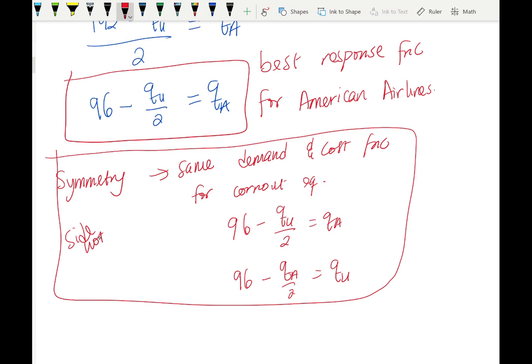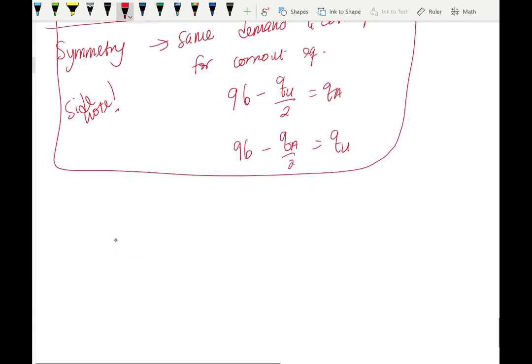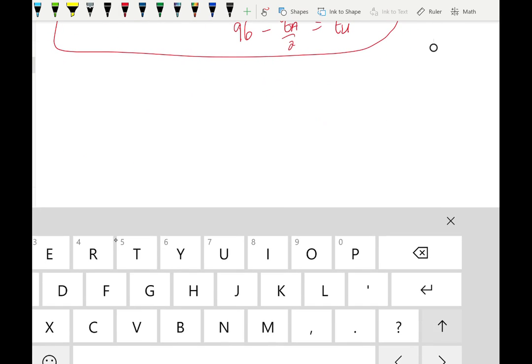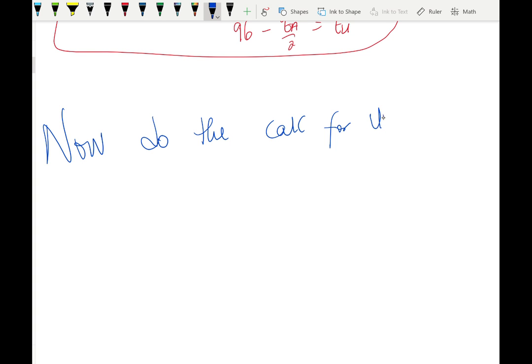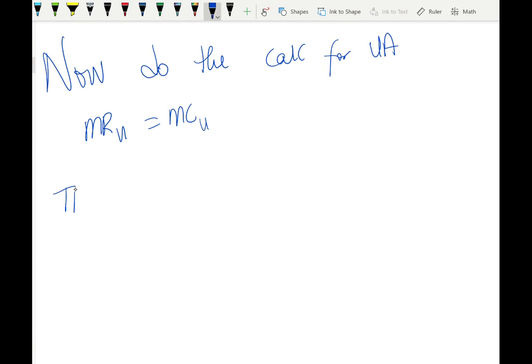Now let's check to see if it's true. We're going to do the exact same thing again for United. Do the calculation for United Airlines. Now we need marginal revenue for United, and we're going to set that equal to marginal cost for United. Marginal revenue for United is the derivative of total revenue for United with respect to Q United, and the marginal cost for United is 147.